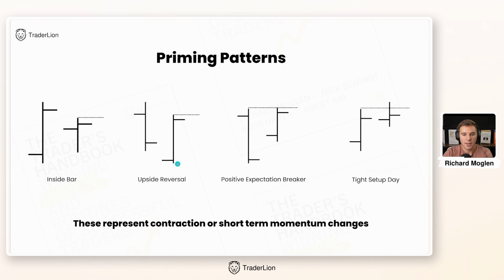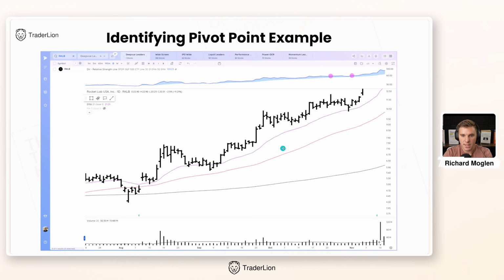So that's what I want you to understand about these patterns versus just memorizing, this is what an inside bar looks like, this is what an upside reversal looks like, because then you'll be able to use this creatively. If the positive expectation breaker looks a little bit different, you'll still be able to identify and interpret it if you understand the pattern versus just memorizing what every positive expectation breaker looks like. All right, so with that said, let's move on. Let's go to another example.